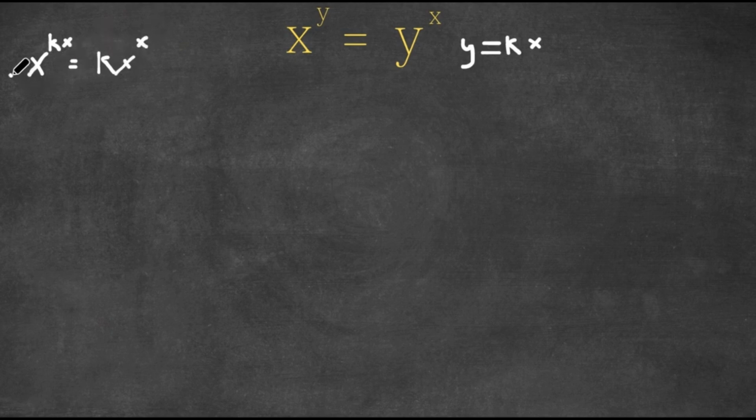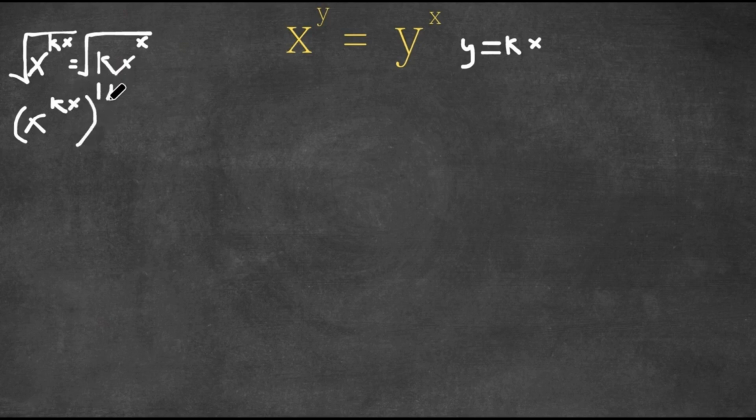Now what I'm going to do is take the square root on both sides. And this is the same thing as taking the power of 1/2 on both sides. So this is the same thing as x to the power of kx, to the power of 1/2. This is equal to kx to the power of x, to the power of 1/2.